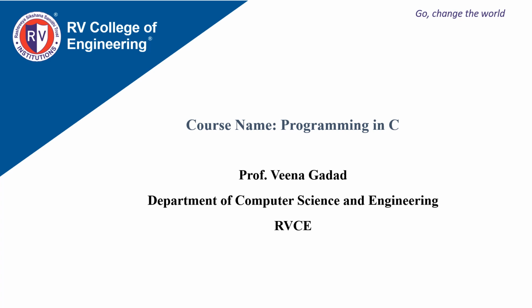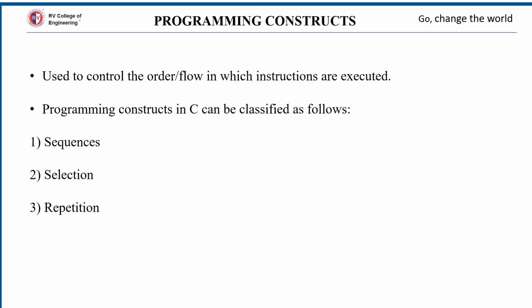Hello everyone, welcome back. In this video, we will understand the various programming constructs in C. These programming constructs are used to control the order or flow in which the instructions are executed. Programming constructs in C can be classified into sequence, selection, and repetition.